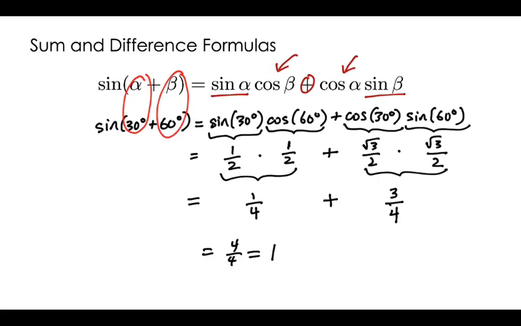Sine 30 plus 60 we decided should be equal to 1 because it was the same as sine 90. So this formula works. It's a little bit uglier than the first try, but it actually works.